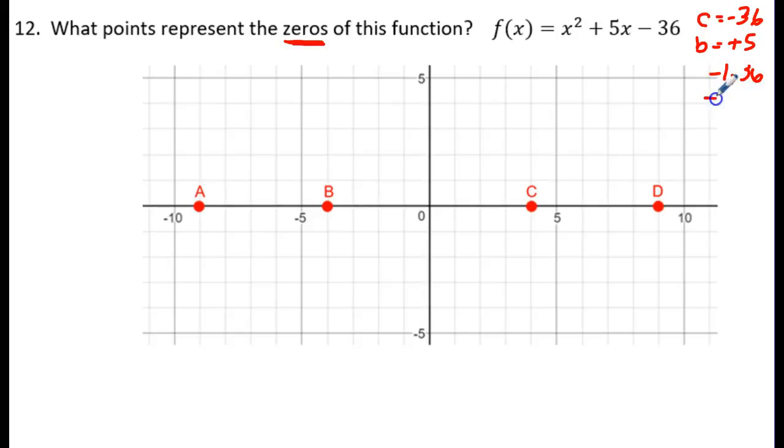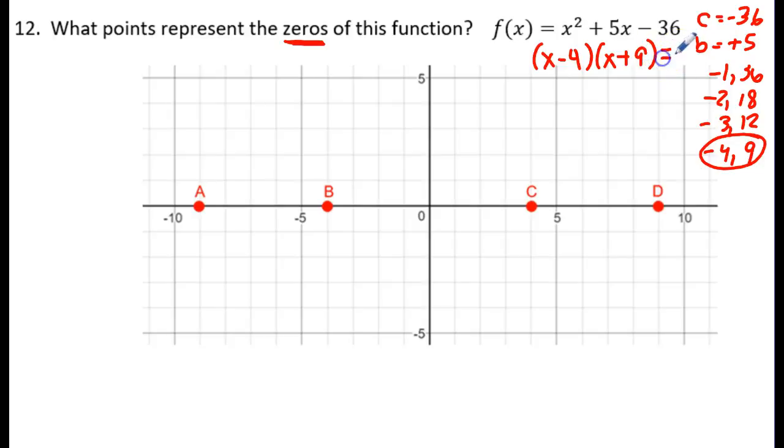So I have -1 and 36, -2 and 18, -3 and 12, -4 and 9, and this is my combination here. So this factors to x minus 4 multiplied with x plus 9.